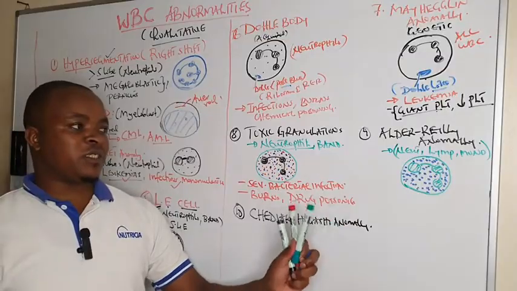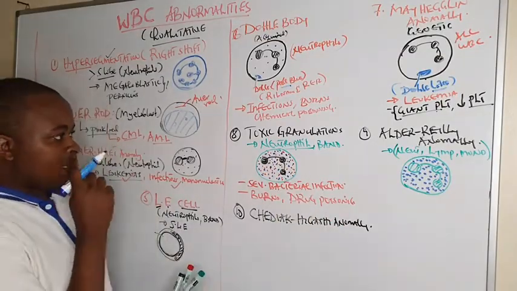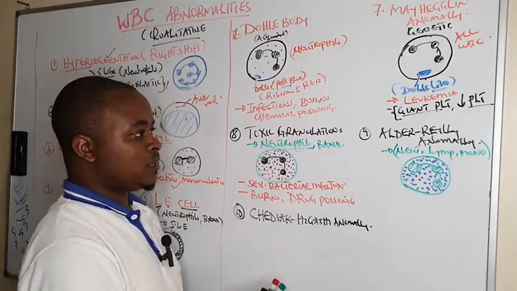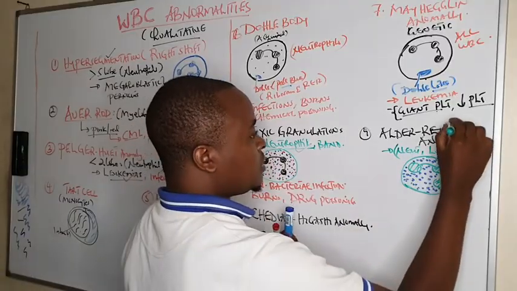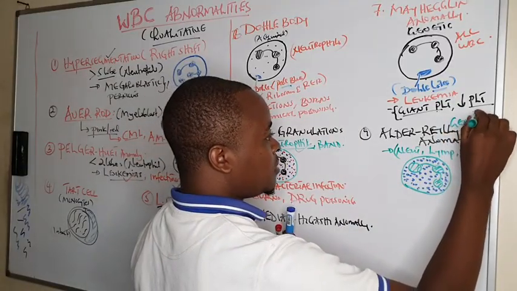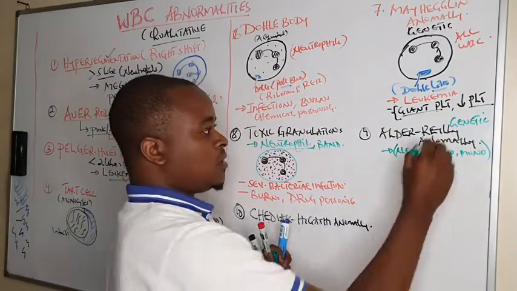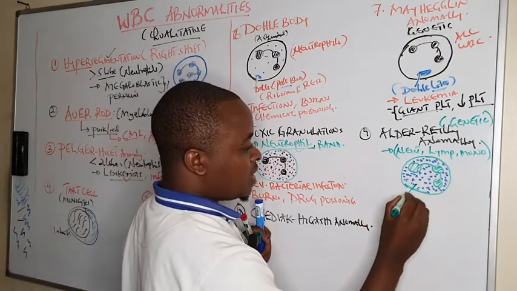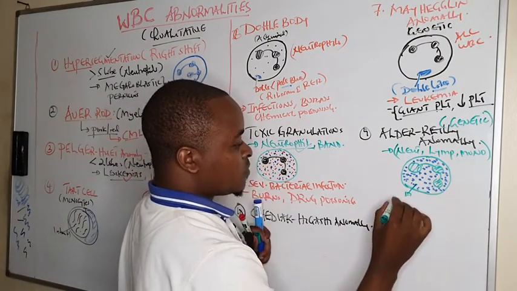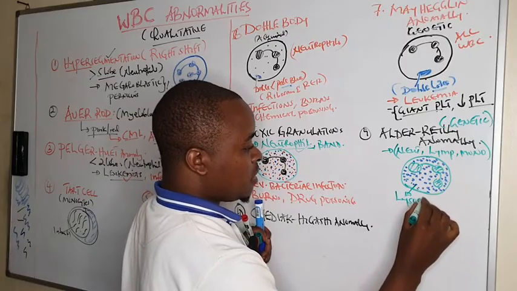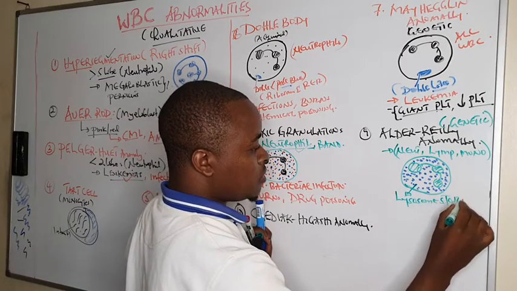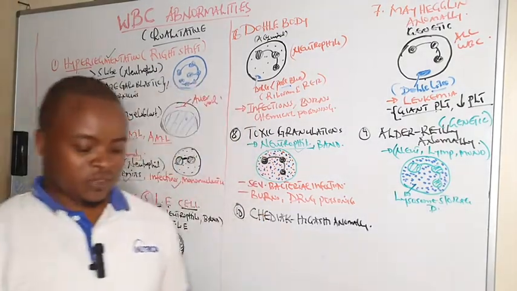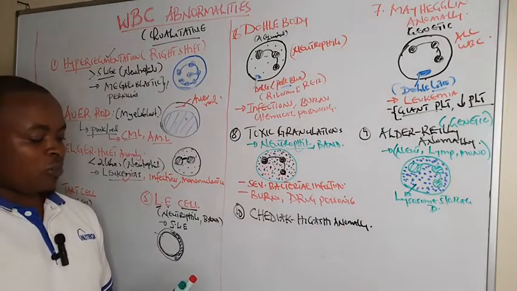It can be in the lymphocytes, it can be in the monocytes. As these toxic granulations are acquired due to infections, this one is genetic. So Alder anomaly is genetic, so it is an inherited disorder, and these granules are due to a lysosomal storage disorder, whereby some individuals are born without enzymes to digest mucopolysaccharide.